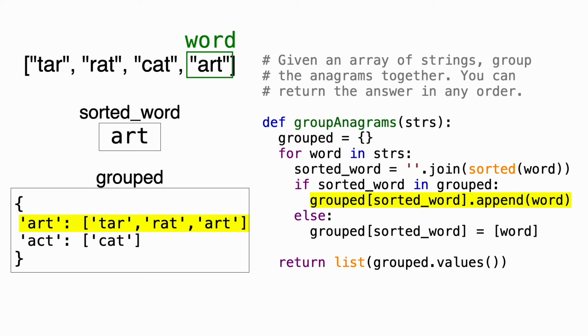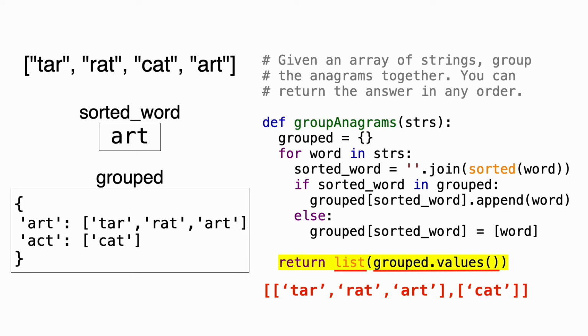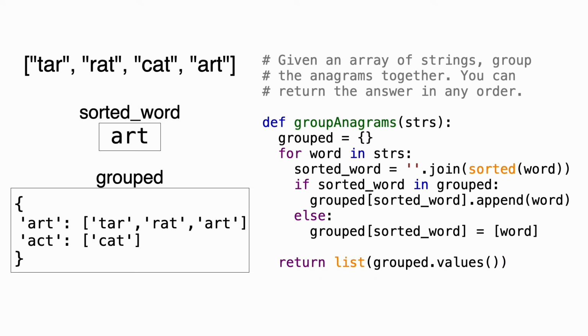We're finally done grouping all the anagrams, so all that's left to do is return all the dictionary values using the values method. And this will actually return a dictionary view object, so the last thing we need to do is convert it into a list. And now our final answer will be a 2D list, where the inner lists are the values from our dictionary that groups all the anagrams together. And we're done. Now let's analyze the time complexity.